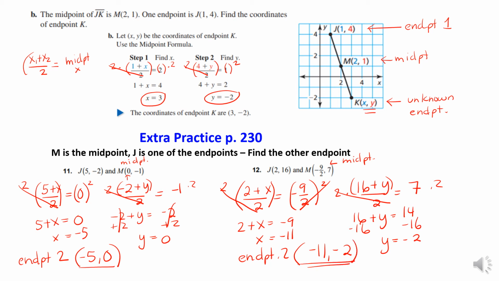So make sure when you're reading your problem, make sure that you understand, are you looking for an endpoint or are you looking for a midpoint? Most of the time, 80% of the time, you'll be looking for the midpoint. But once in a while, they'll throw one of these problems at you for you to find the missing endpoint. Okay, so read your problems correctly.